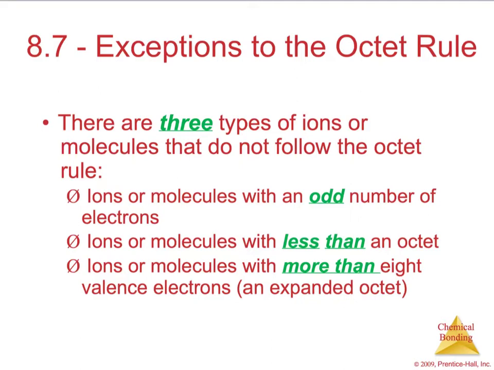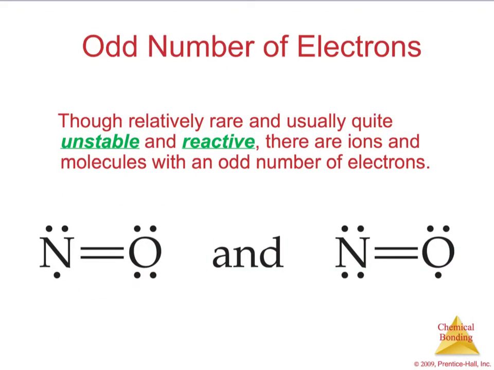The first one is going to be when we have ions or molecules that have an odd number of electrons. Then we're going to look at ions or molecules that have less than an octet. And thirdly, we're going to look at ions or molecules that have more than 8 valence electrons. And when that occurs, we're actually going to have to expand our octet. So to start out with, let's look at the odd number of electrons.